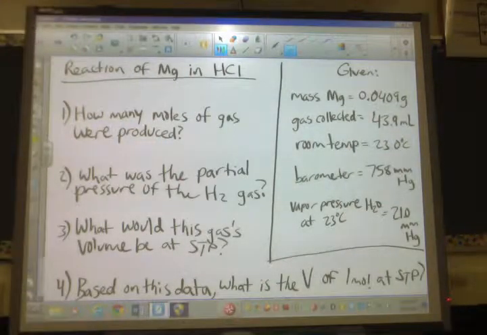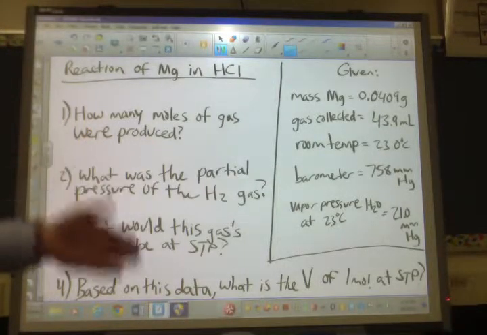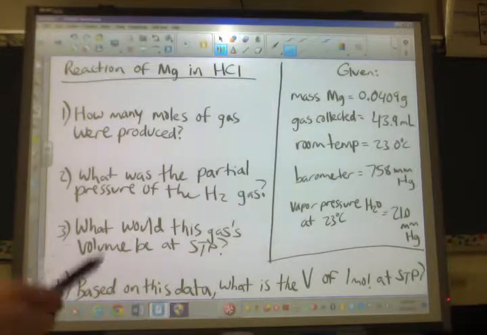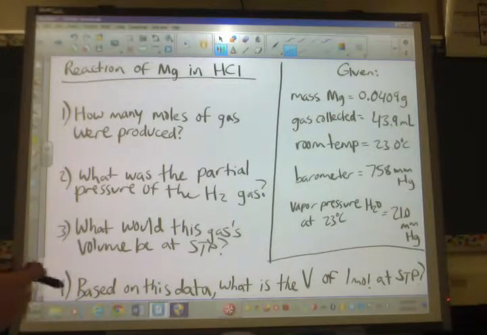So the types of questions you should be able to answer from this: how many moles of gas were produced? What was the partial pressure of the H2 gas? What would this gas's volume be at STP? And based on this data, what is the volume of 1 mole of any gas at STP? So in fact, if you want to pause this and try working through these, that might be a good idea. But let's start working through them now. So first of all, how many moles of gas were produced?